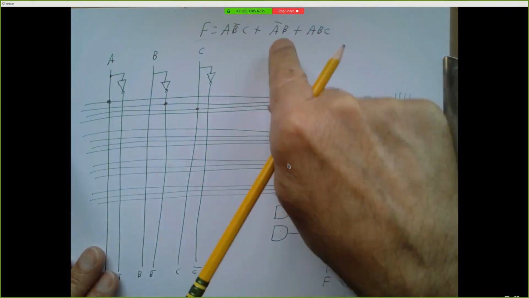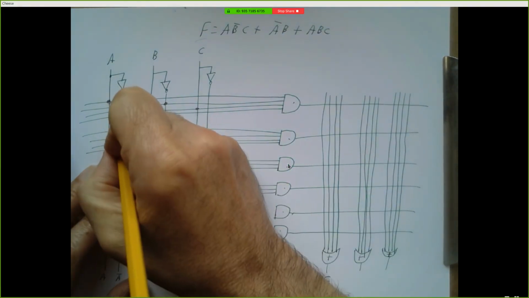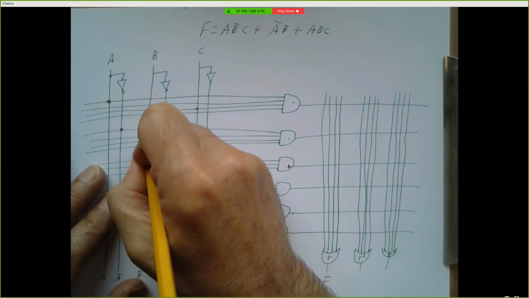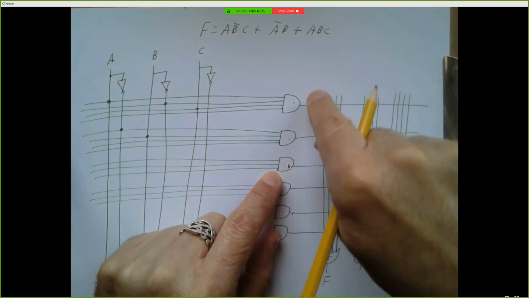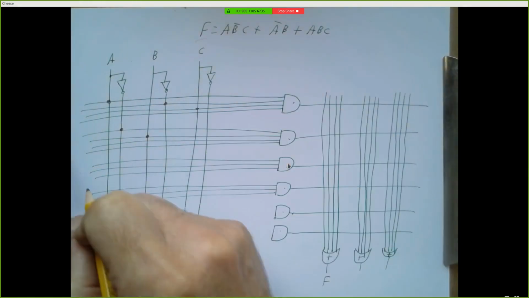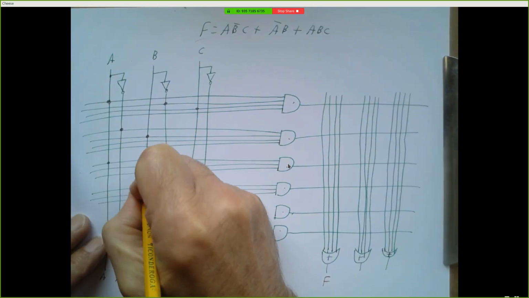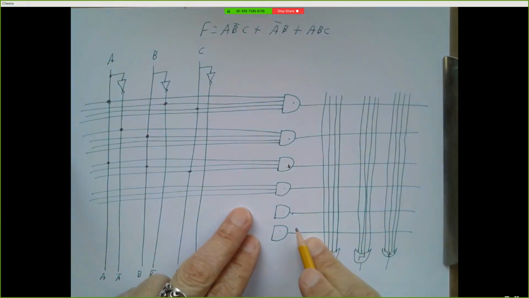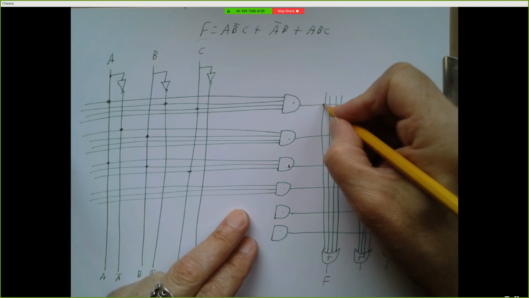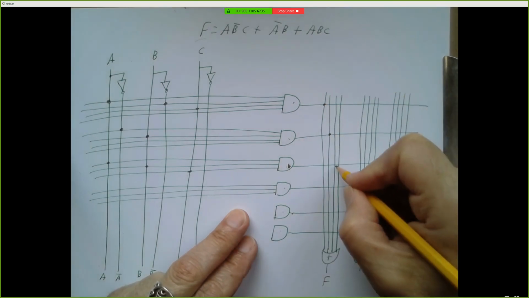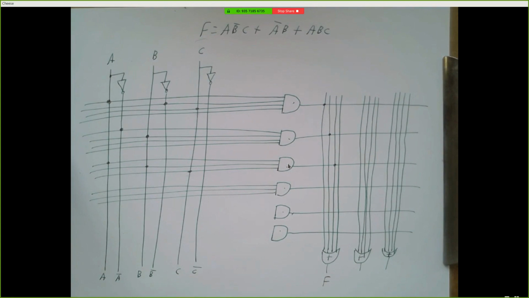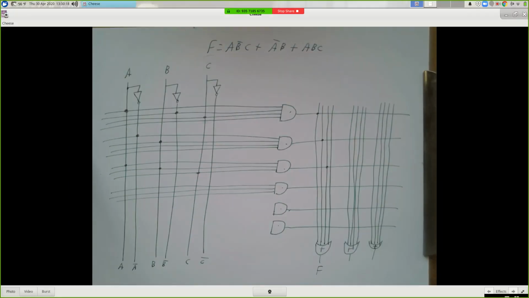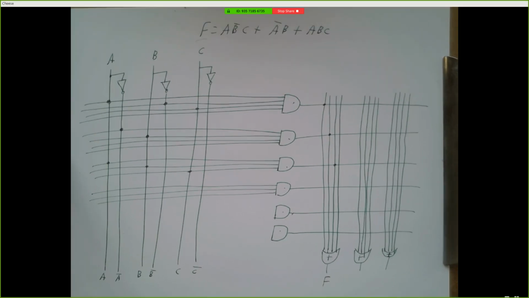The second term I want to be A bar B, so I'll connect one input to A bar and the second input to B. And this gate I want the inputs to be A, B, C, so I'll connect one input to A, one to B, one to C. And then I want to OR these three outputs together, so I'll feed this to one input of my OR gate, this to the second, this to the third. And I am done. By just drawing a few dots on this template, I've given you a schematic diagram for how to implement F.